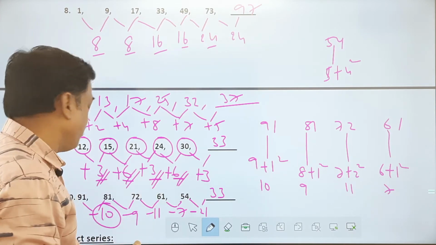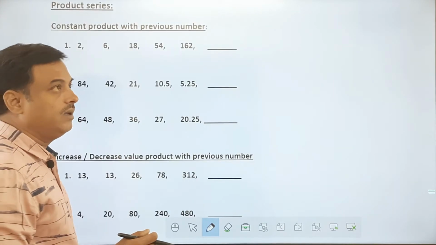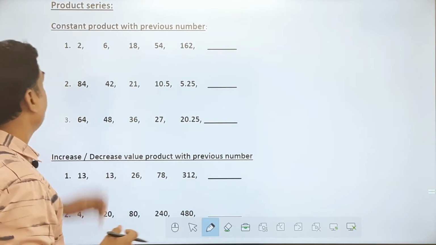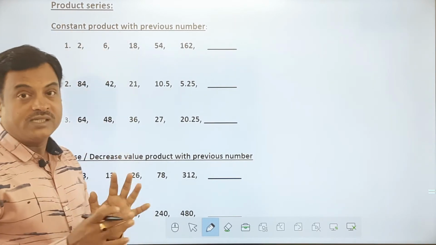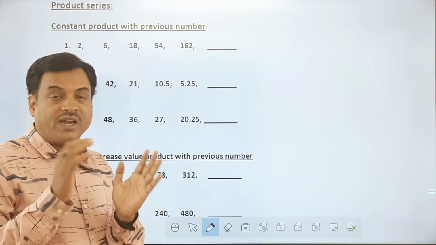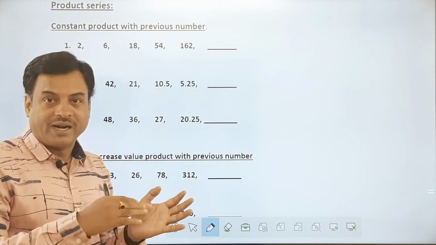Now let us take a product series here. Now the next examples, all of you. Product series. What is product series? Till now if you understand, we are either adding the numbers or we are subtracting the numbers.